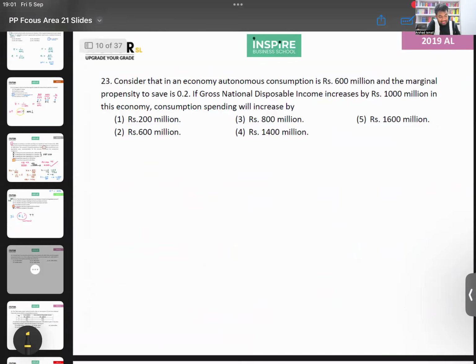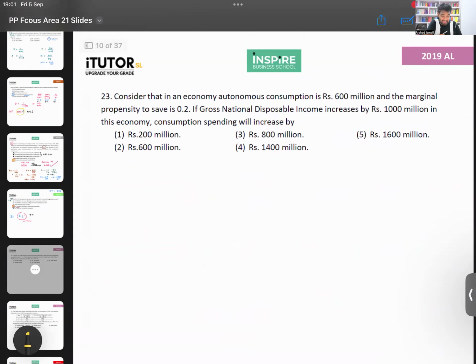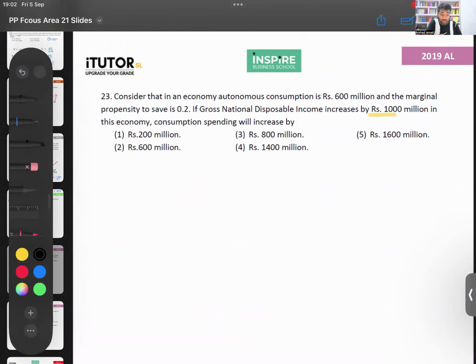2019, question number 23. They are saying, consider an economy with autonomous consumption of 600 and MPS as 0.2. If gross national disposable income increases by 1000, consumption will increase by. This looks like a very difficult multiplier question, but it's not a multiplier question. They are saying your income is increasing by 1000. If income increases by 1000, they are asking you by how much will consumption increase?